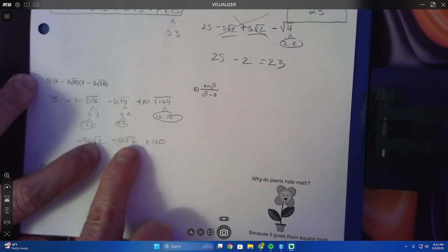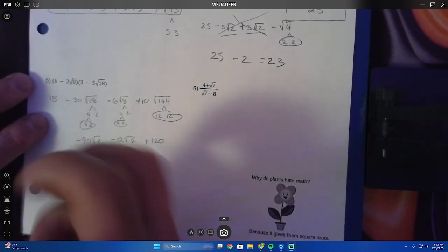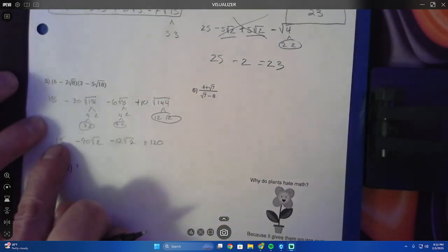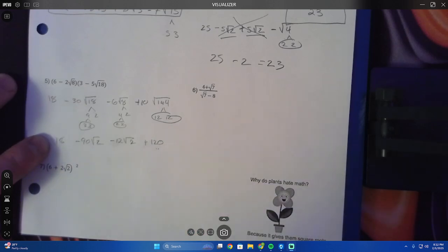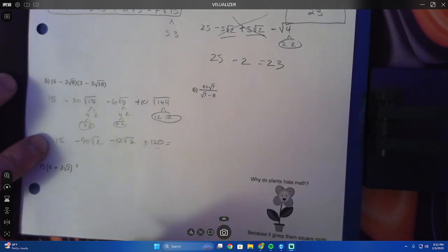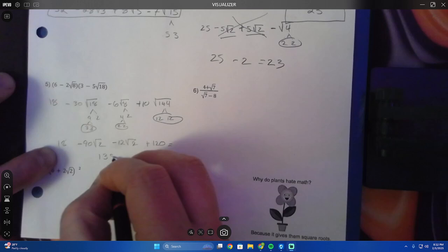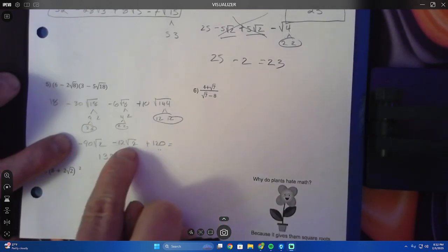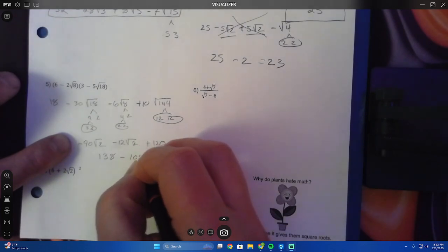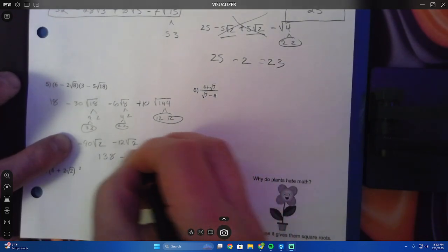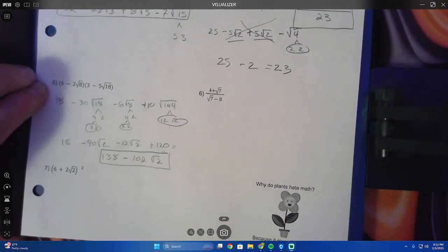And notice how now I have the same index, same radicand. I can combine these. And last term is just bringing down that 18. I haven't done anything to that. I'll eventually combine that with the 120. Now let's combine our like terms here. So when I do that, 18 plus 120 is 138. Negative 90 minus 12 is negative 102 root 2. Giving that as my final answer for this multiplication problem.